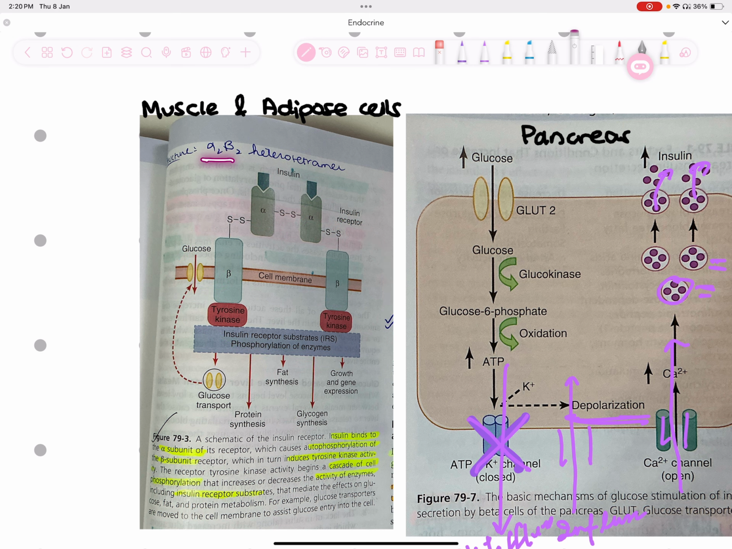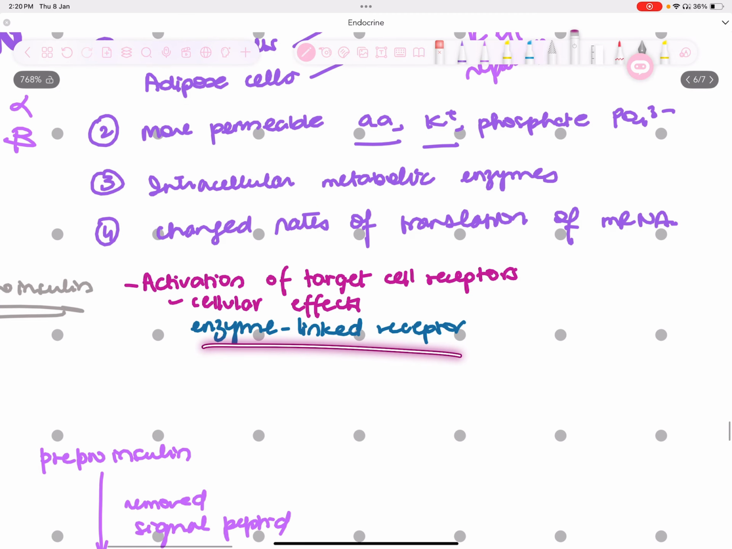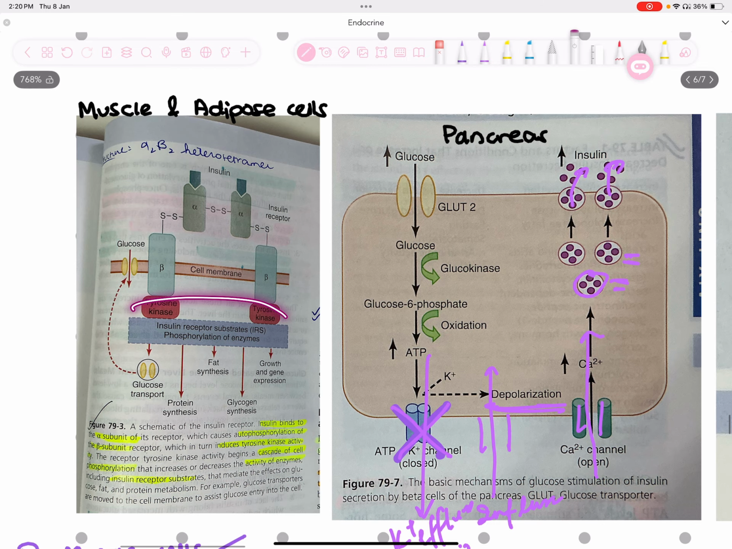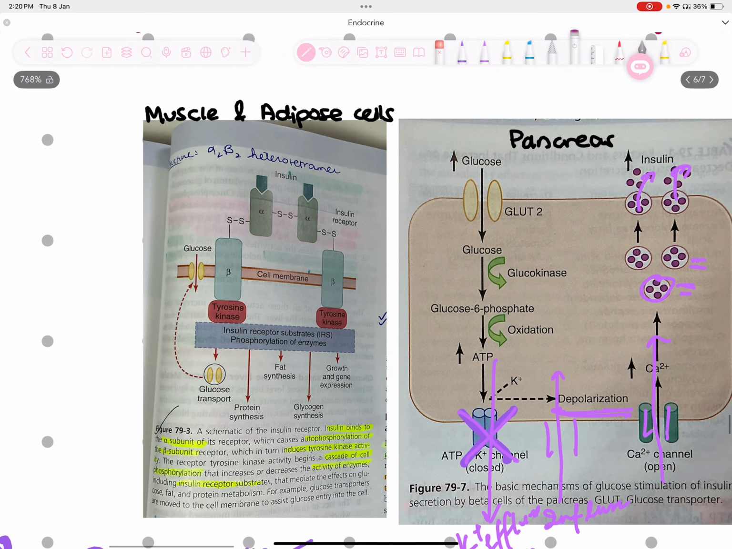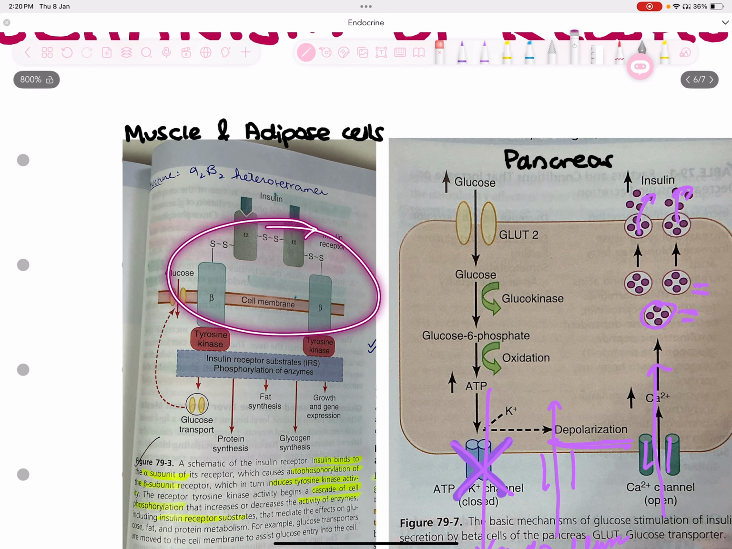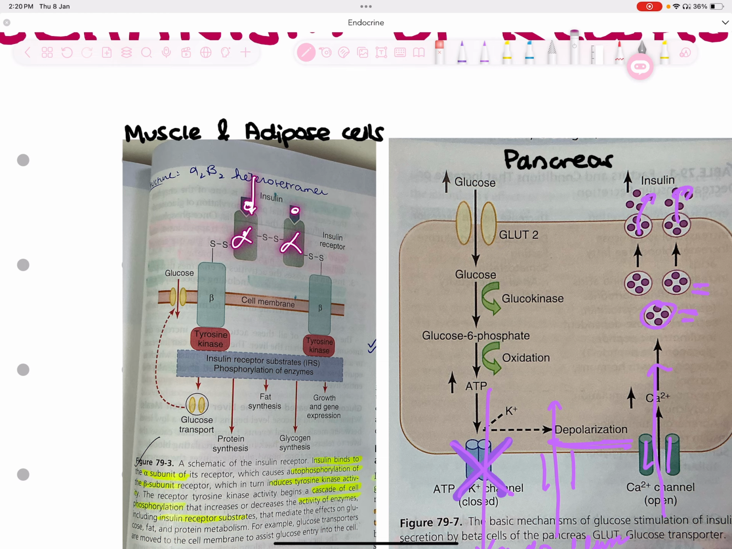This is the alpha 2 beta 2 heterotetramer receptor, which is also known as an enzyme linked receptor, because it is linked to an enzyme internally. I've already made an entire video on this, so you can go and look at that if you want, but I'll just do a quick recap. So it's going to activate this target receptor, which is on the muscle and adipose cells. Insulin binds here on the alpha subunit, and the alpha subunit is connected with the help of disulfide linkages to the beta subunit, so there'll be autophosphorylation of the beta subunit.